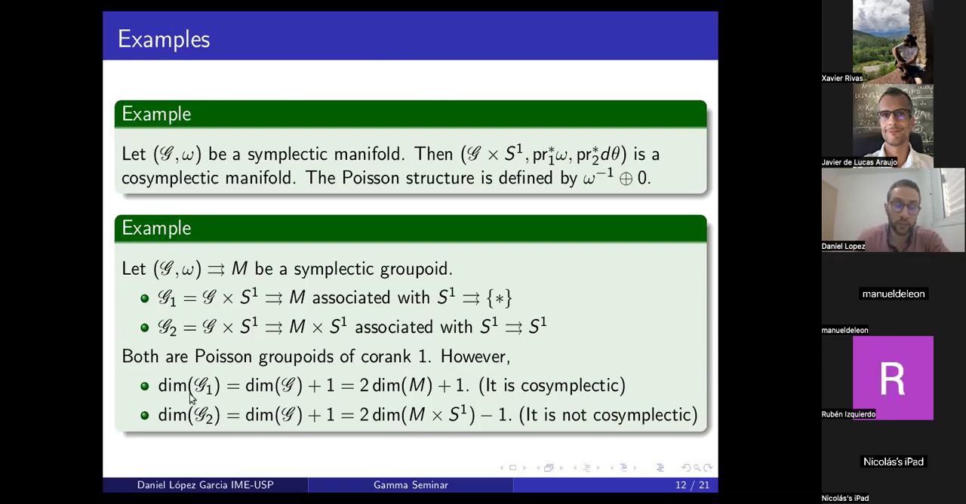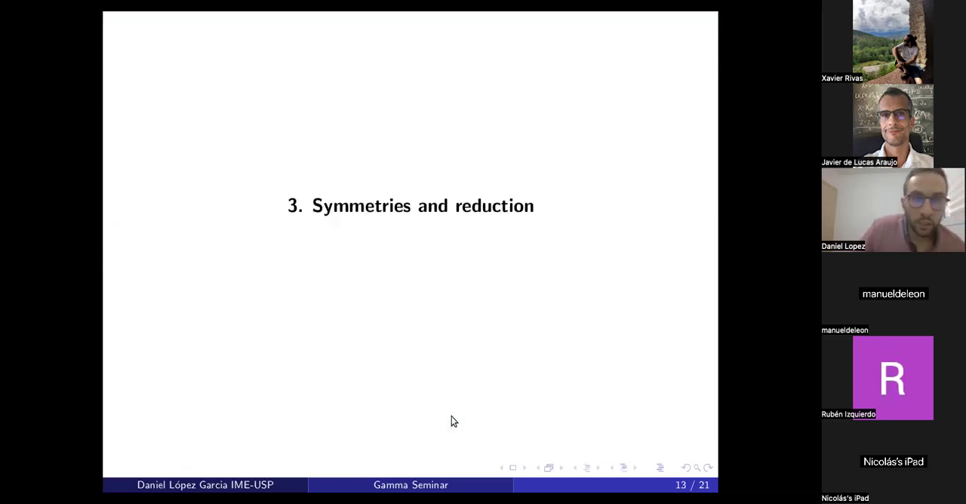However, it is possible to prove that the first one is a cosymplectic groupoid, okay? But the second one is no longer a cosymplectic groupoid, because if you look at the dimension of the arrows and compare it with the dimension of the bases, you get an equation which is not the same as the equation in the previous proposition.